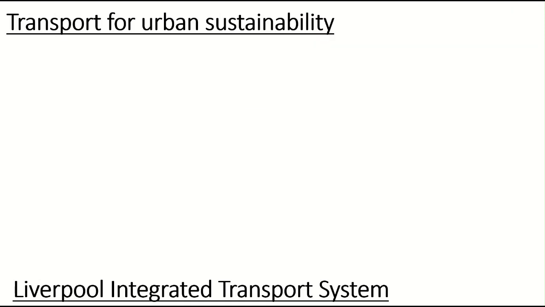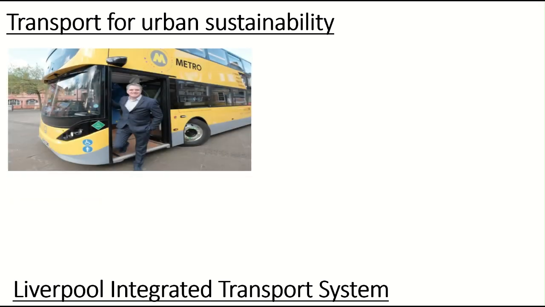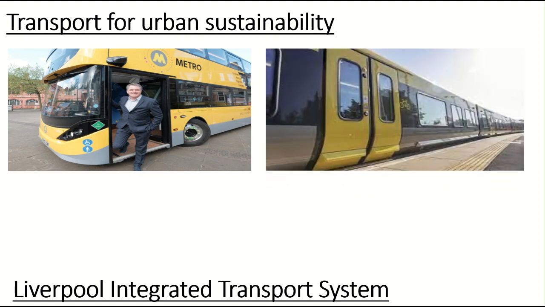I mean, the last thing to look at in terms of Liverpool are just making sure we're clear on this integrated transport system. And for this one, it is transport for urban sustainability. Now, Liverpool has done quite a lot to improve its urban sustainability. And that basically means allowing the city to function today without damaging the environment and without damaging future generations to continue the same. So in Liverpool, they've come up with several different things.